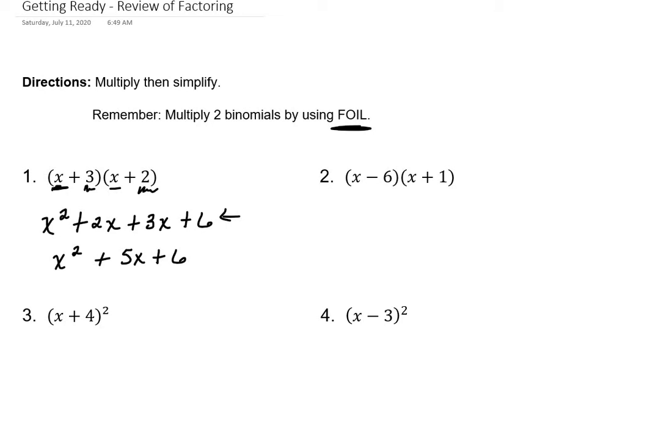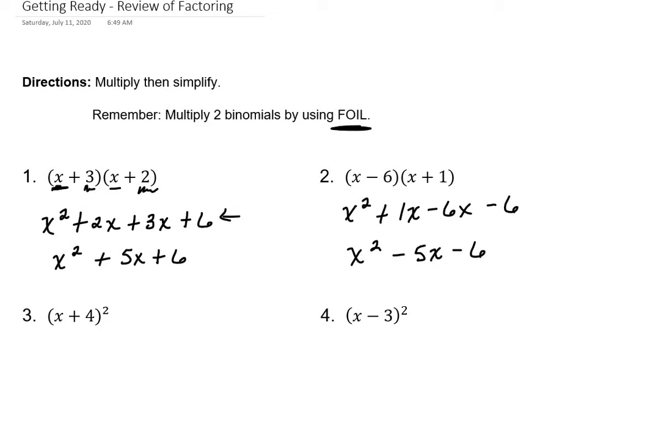Problem 2, notice that we have a subtraction sign in here, so you have to be careful with that. First two terms multiplied together give me x squared. The outer two, 1 times x, I can write as 1x, or you can just write it as x if you want to. The inner two terms would be minus 6x, and the last two terms multiply to give me negative 6. Combining those middle two terms, I have x squared minus 5x minus 6.